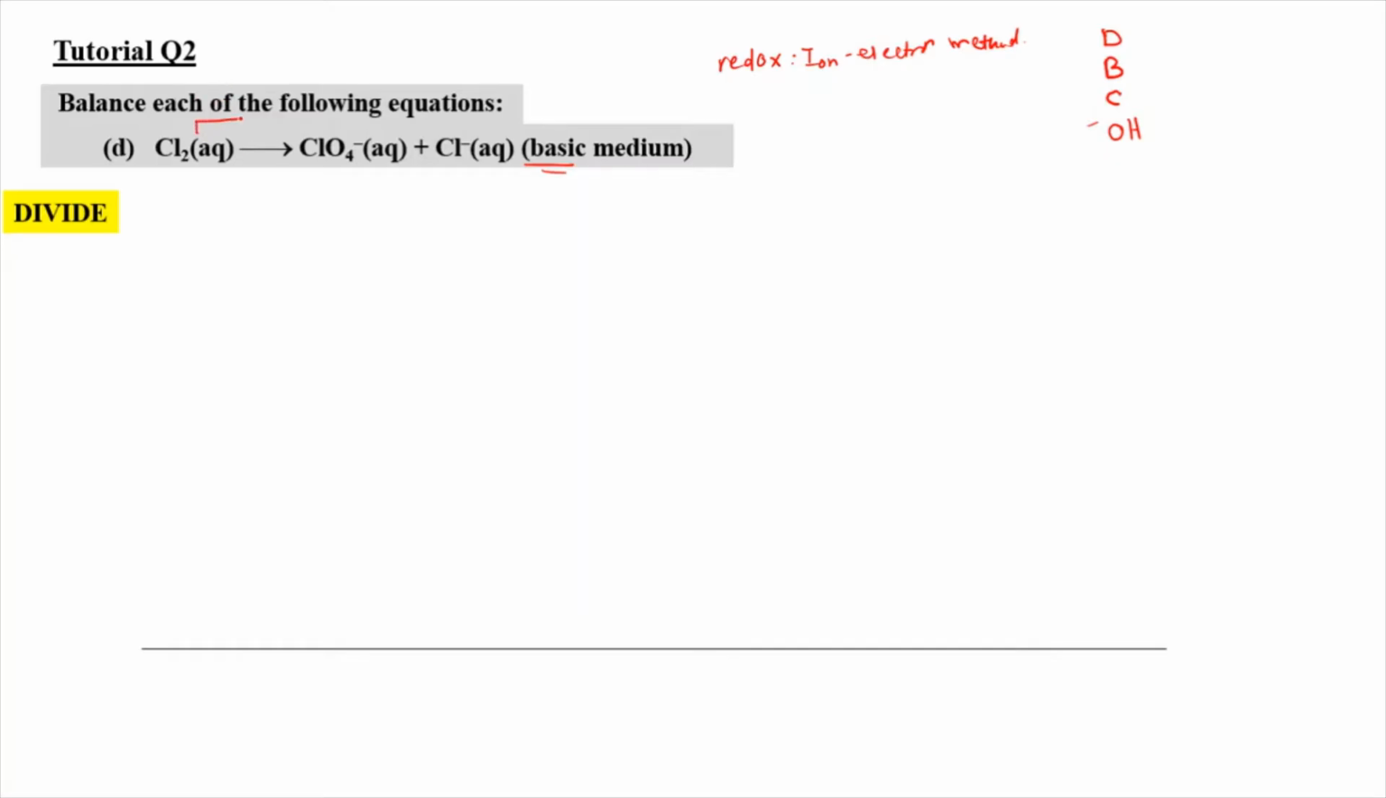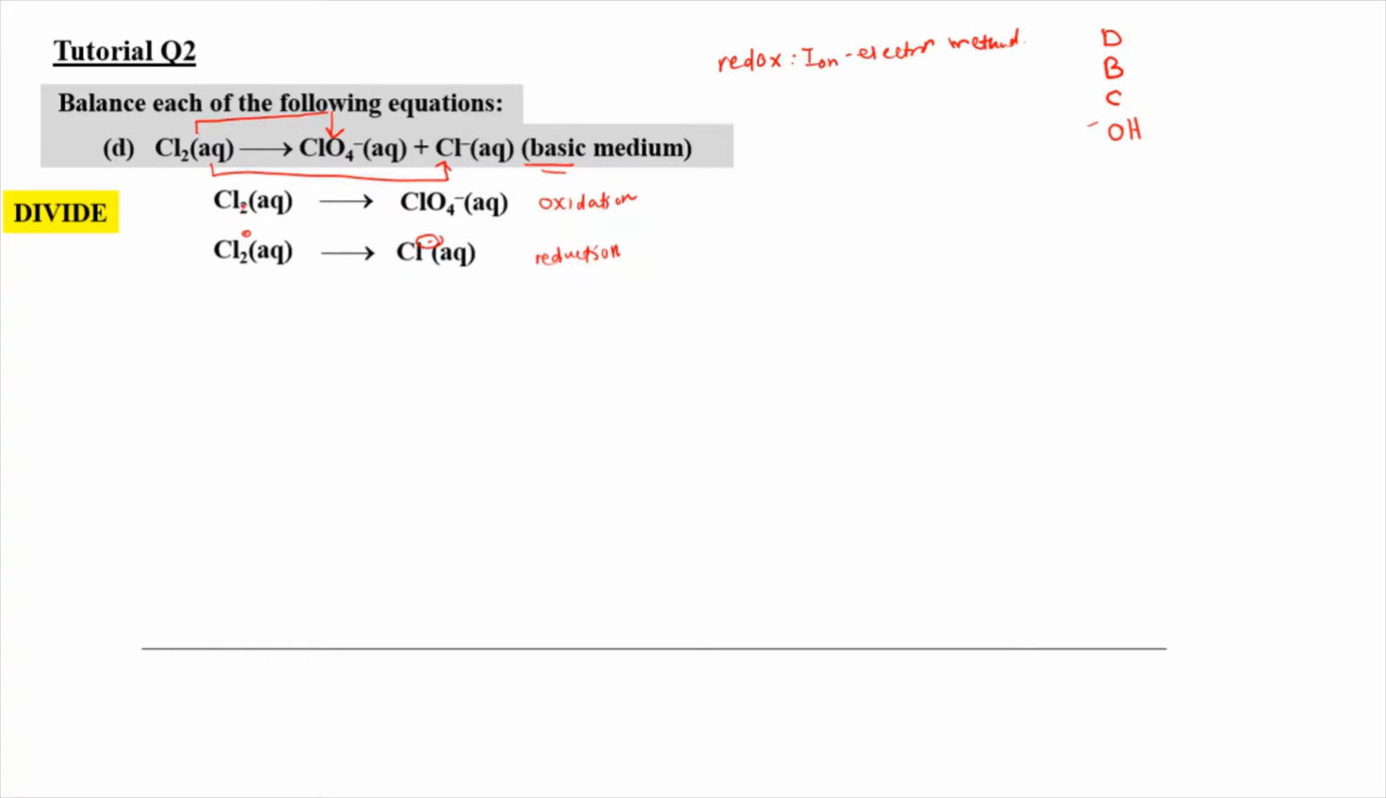So Cl2 can be converted into ClO4 minus. At the same time, Cl2 can be converted into Cl minus. So there are going to be two equations, which is Cl2 aqueous becoming ClO4 minus, and Cl2 aqueous becoming Cl minus aqueous. The easier one is to look at the bottom one, where you know that the charge here is 0, and this one is negative 1. So you know that it will undergo reduction, because there's going to be a decrease in oxidation number. And when this one is reduction, this one automatically becomes oxidation.